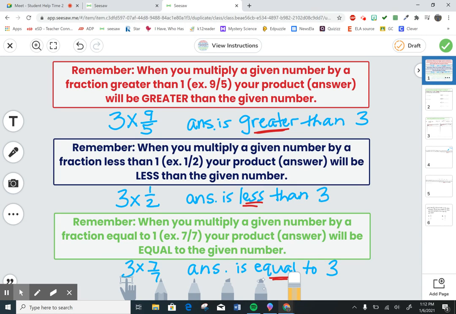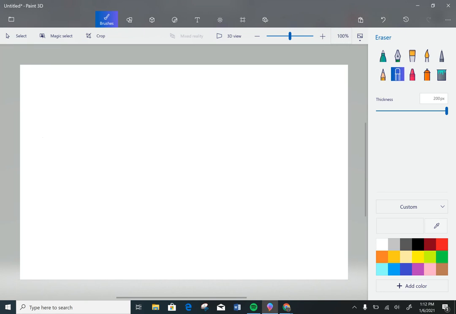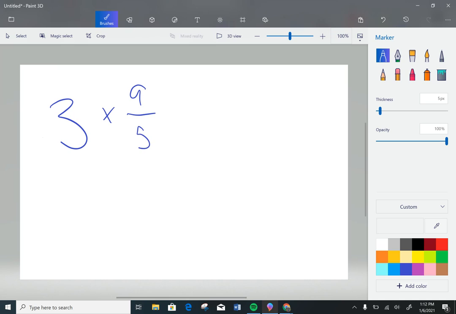In the red, it says, remember, when you multiply a given number by a fraction greater than 1, for example, 9/5, your product or your answer will be greater than the given number. The example says 3 times 9/5. So we want to know if my answer is equal to, greater than, or less than 3.